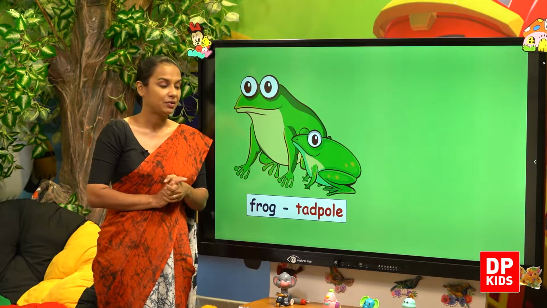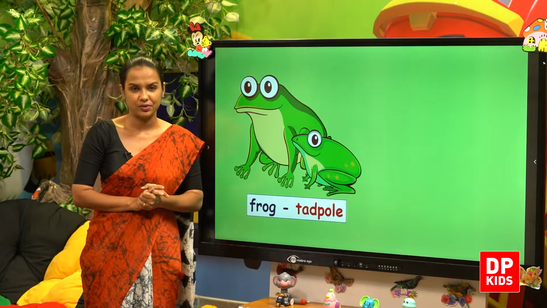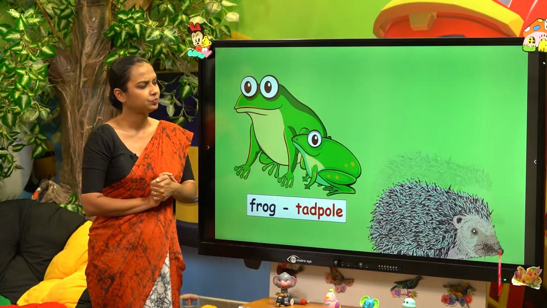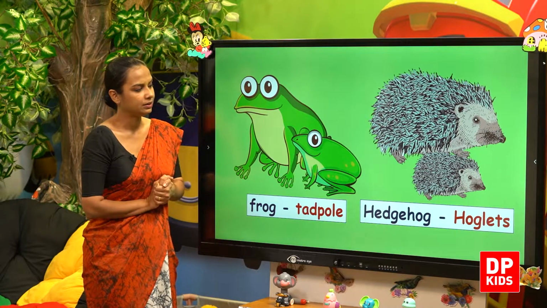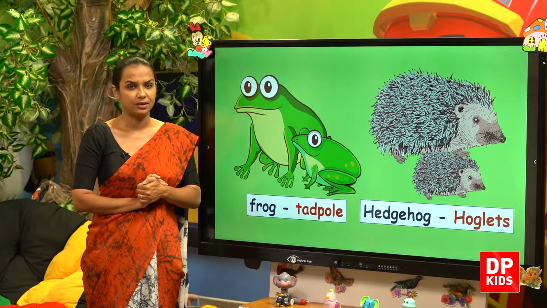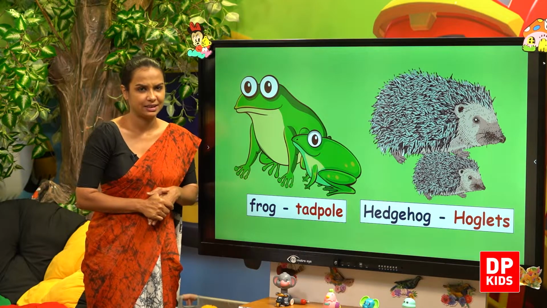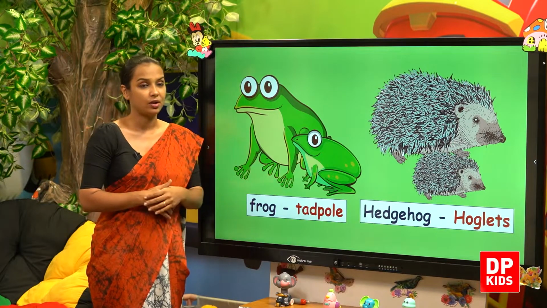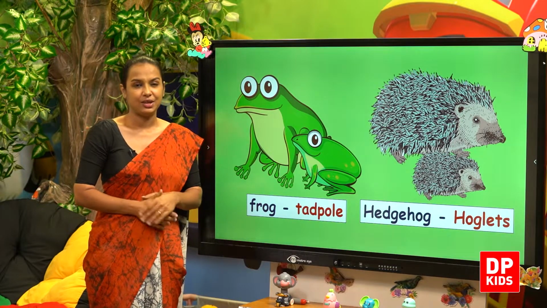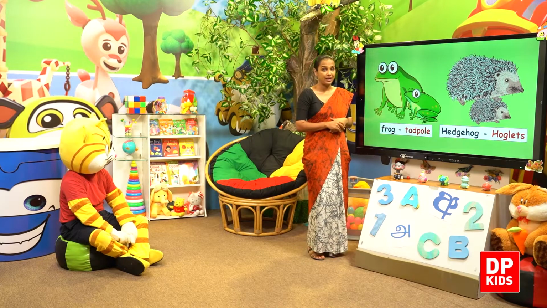Tadpole. What do you call them? Tadpoles. Right. And then hedgehog. Hedgehog. And the baby hedgehog is called hoglets. The baby hedgehog is called hoglets. So we learned about baby animals.